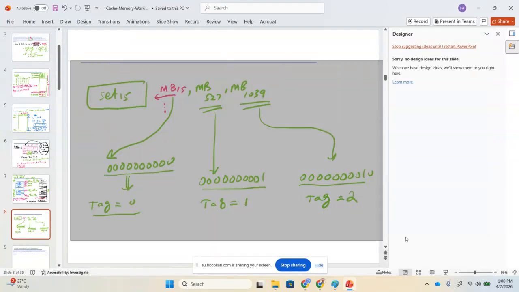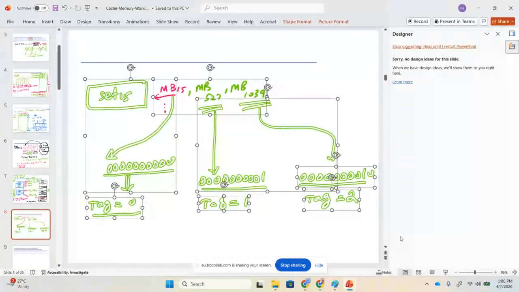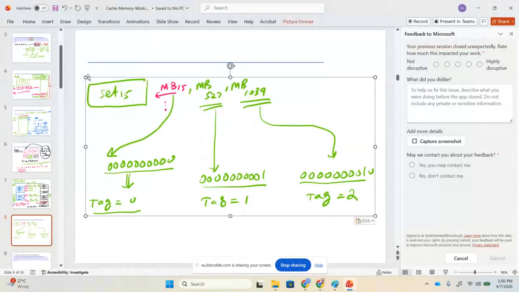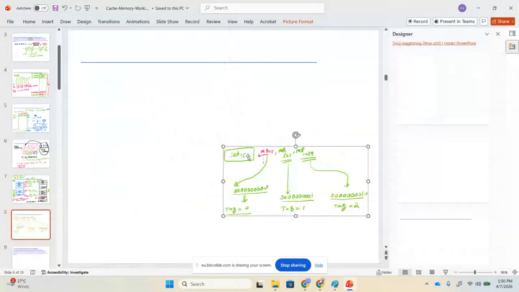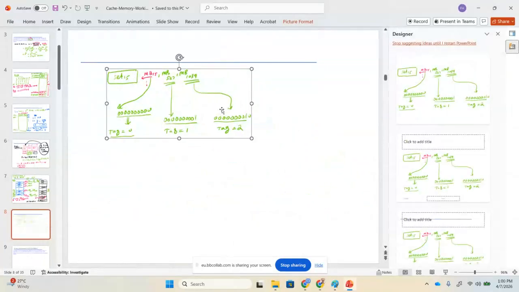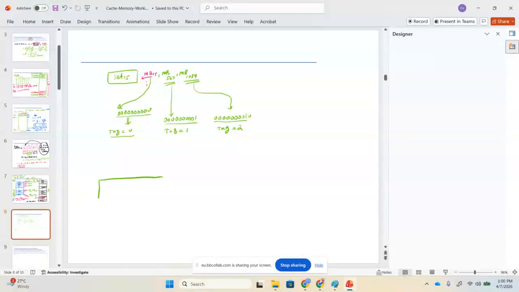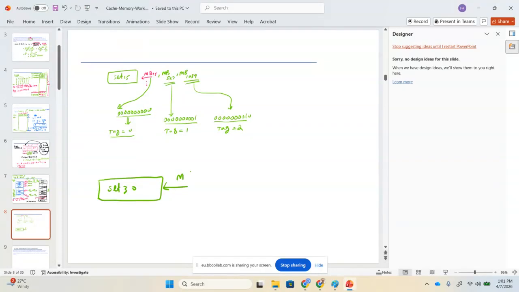Now, again, another question. This is a $1 million question. So what am I going to do? Let's assume we have another set, and that set is set number 30. Which block will be mapped here? Can you tell me? MB30. MB what? Tell me. MB30, then MB542. Yes, MB542.